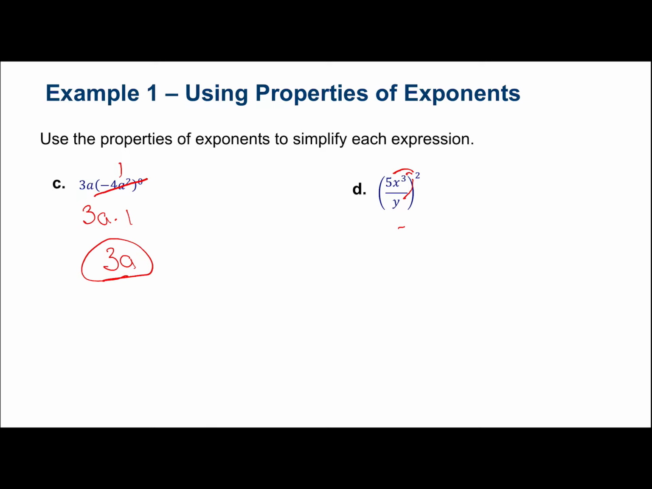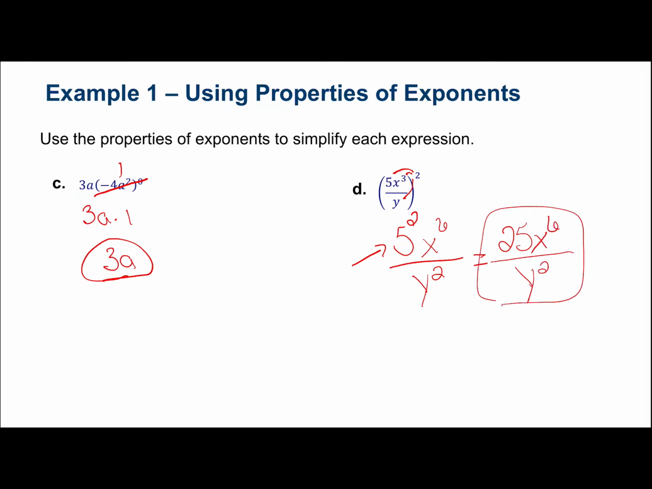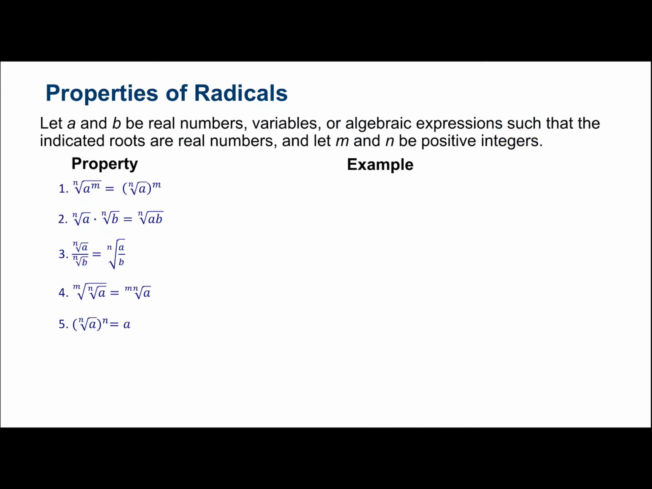And the last one, we have (5x cubed over y) all to the 2nd power. Remember, that power on the outside has to go to everything in parentheses. It has to go to the 5, in here to the x, and down here to the y. So we would have 5 squared, x, if we multiply our exponents, to the 6th over y squared. Lastly, simplify this 5 squared to get 25x to the 6th over y squared.